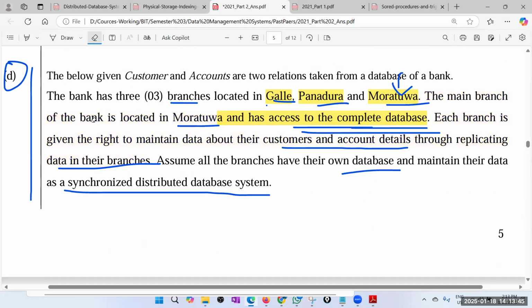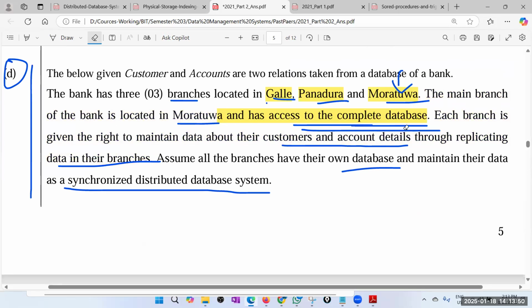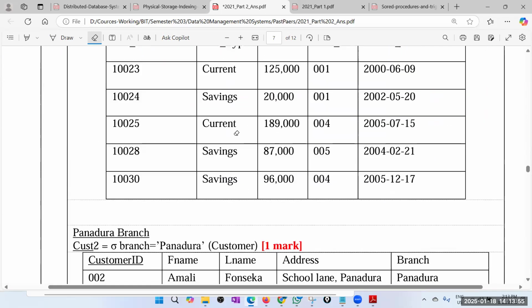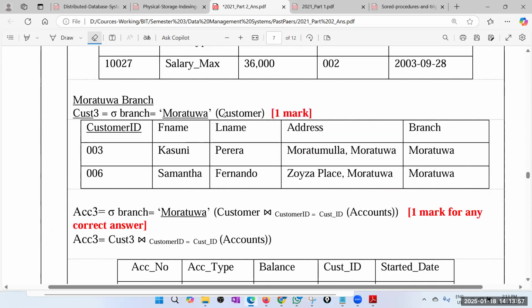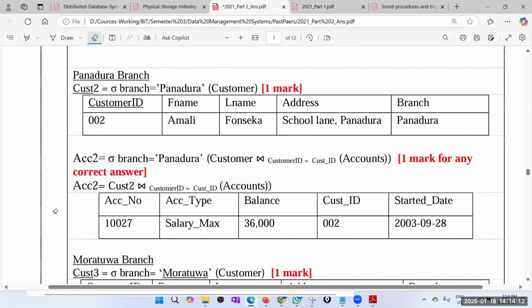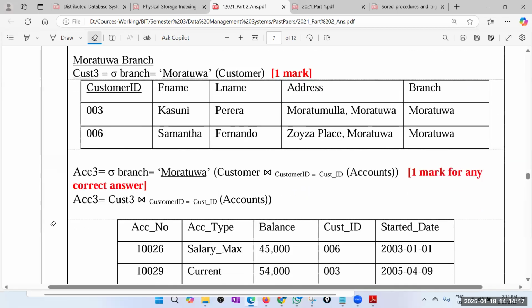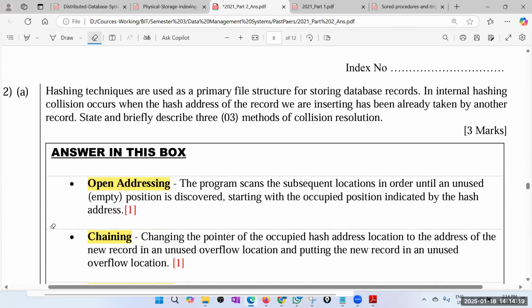The main branch of the bank is located in Moratua and had access to the complete database. Anyway, that is a strange answer, okay? I don't agree, and I don't know the reason for the examiner not to take that sigma for Moratua. Ideally you should not have that sigma for Moratua, because for Moratua you need all the records. Anyway, let's move to the next question.